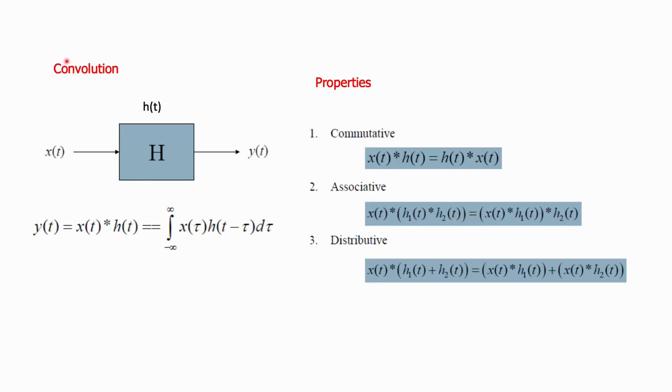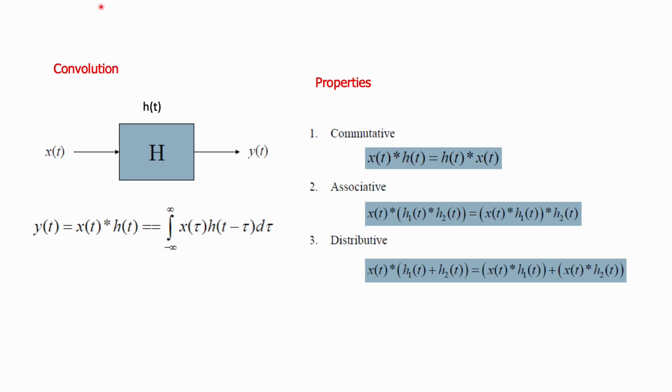Convolution is nothing but you take a system. The system is denoted by h of t. You apply input x of t to the system, and it will give the output as y of t. So y of t is equal to x of t convolution with h of t. So this is the formula for the convolution: integral from minus infinity to plus infinity x of tau h of t minus tau d tau.